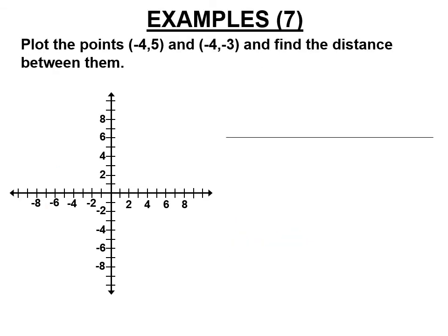All right, so you're going to plot -4, 5, which is good practice for yesterday's lesson. -4, -3 is right there. And then you're going to find, well, still having problems drawing a straight line. Okay, finding this distance, we're going to subtract 5 minus -3, which is the same as 5 plus 3, which is 8 units.